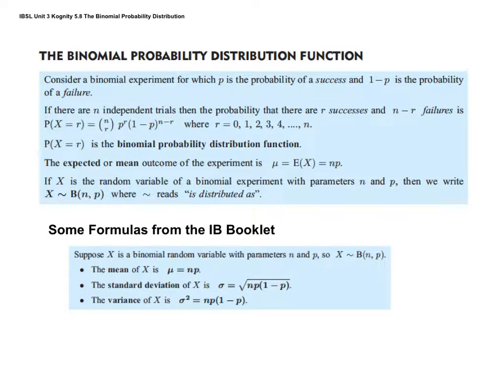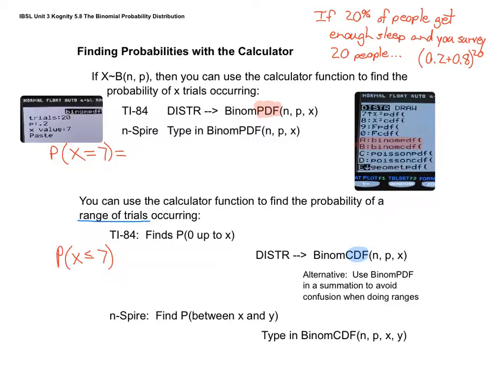Now, there are a couple of things. This is just review stuff that you should have already looked at. Notice the formulas down here at the bottom. The mean and standard deviation are given in your formula booklet. I don't believe the variance is, but you should know variance is just standard deviation squared. So you can figure that out, okay? The thing I want to focus on here is using the calculator, okay?